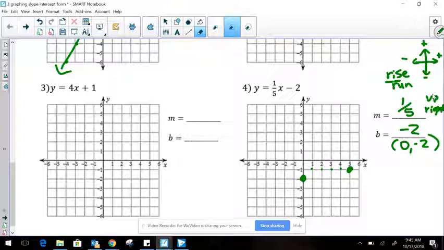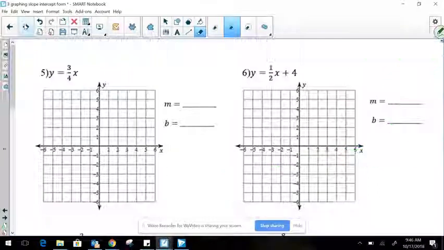Okay, now I need a dot on this side of the graph. So I'm going to do the exact opposite. Instead of going up 1, I'm going to go down 1 and then left 5. All right, and then connect the dots. So make sure to check. If your slope is positive, so a positive 1/5, your line should be going up. If it was a negative slope, the line would be going down then.